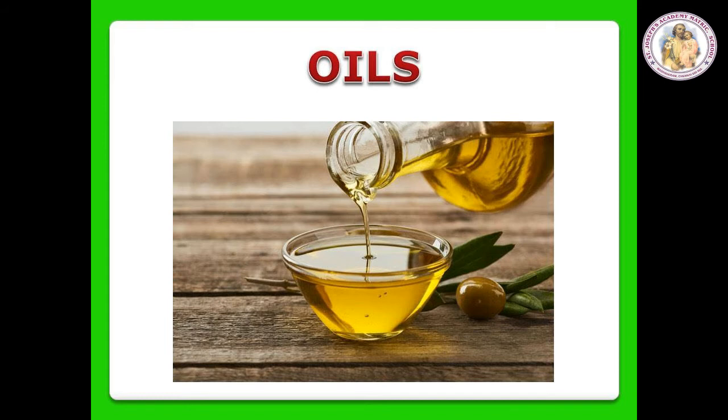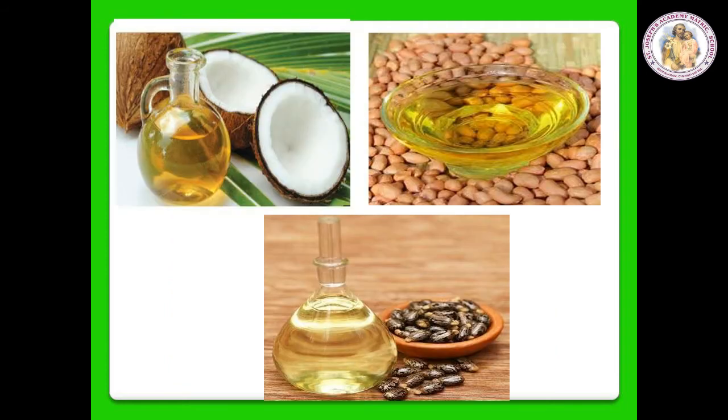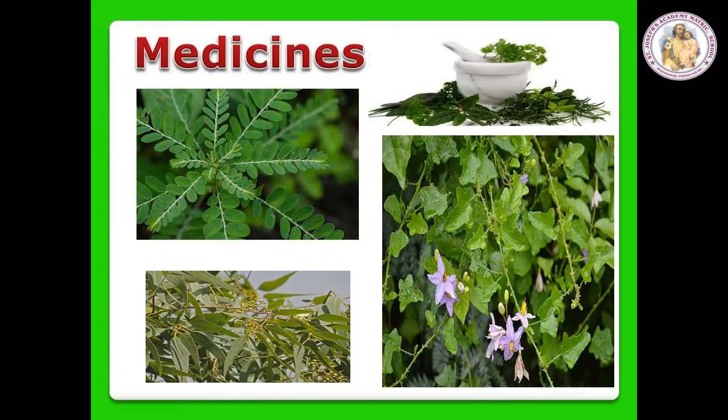Children, can you identify what it is? Yes, it is oil. We get oil from the plants. Do you know how? Let's see how we get it. We get oil by grinding the seeds of the plants. For example, castor oil, groundnut oil, and also by grinding the coconut we get coconut oil. Plants are also used as medicines. For example, stone breaker, climbing brinjal, eucalyptus.